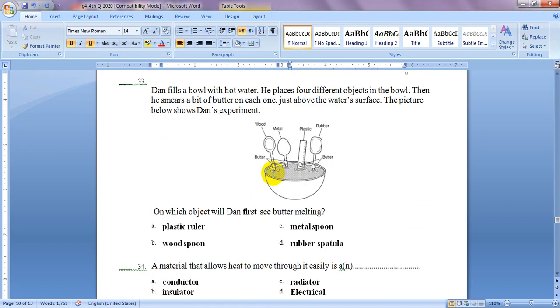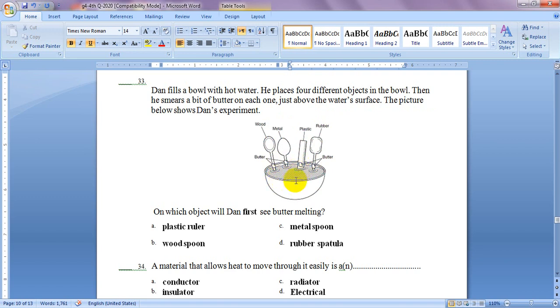The next question, 33. Dan fills a bowl with hot water. He places 4 different objects in the bowl. Then he smears a bit of butter on each one, just above the water's surface. The picture below shows Dan's experiment. On which object will Dan first see butter melting? Here he puts a wooden spoon, a metal spoon, a plastic ruler, and a rubber spatula. And he put a piece of butter on each of them.